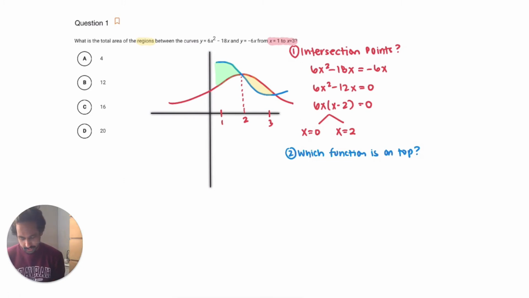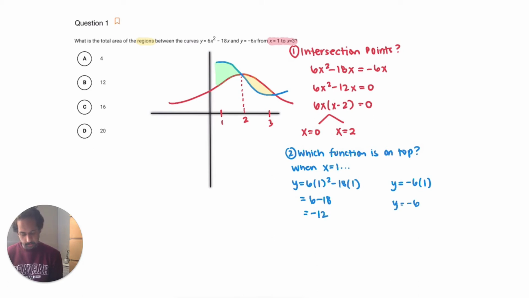And so let's just test when x equals 1. What's going to happen for both functions? For the first one, y equals 6 times 1 squared minus 18 times 1. And then the other function is negative 6 times 1. So let's figure out which one will be on top. 1 squared is 1, 6 times 1 is 6, minus 18. This is going to give us negative 12. And this one will give us negative 6. Which one is more positive? Which one's going to be higher? I can see that that is this one right here.